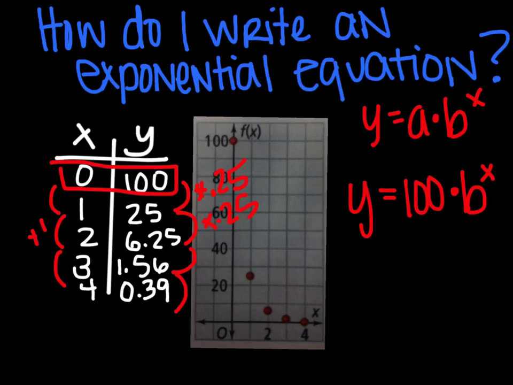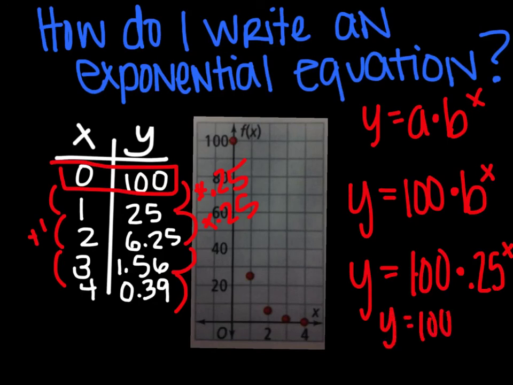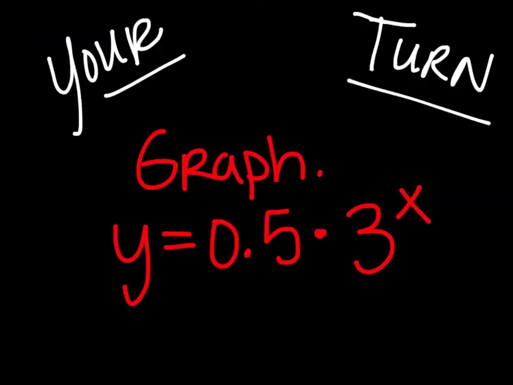It works every time, which means my equation will be y equals 100 times 0.25 to the x power. You could also say y equals 100 times 1/4 to the x power. That would be acceptable also. Just be aware of things that are the same, mean the same, but just look different.